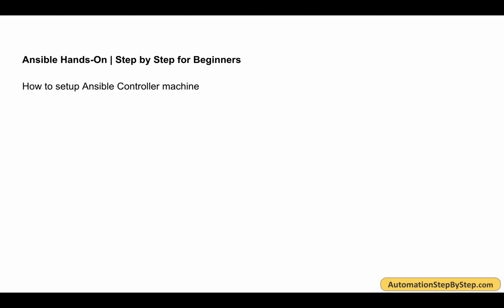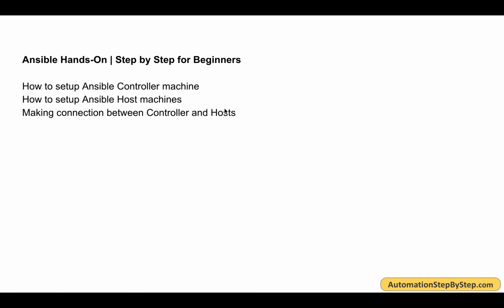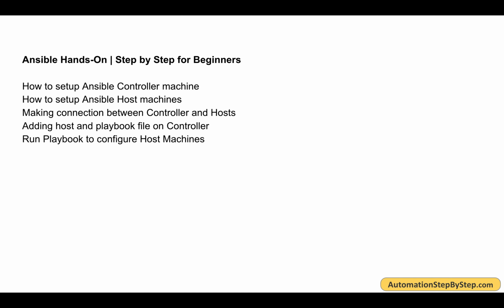In this session, we are going to set up an Ansible controller machine. Then we will set up Ansible host machines. We will set up multiple host machines, and then we will make a connection between the controller and the host machines, and then we will add the host file and the playbook file on the controller machine, and then we will run the playbook so that we can control and configure the host machines. This is going to be very easy and very interesting.